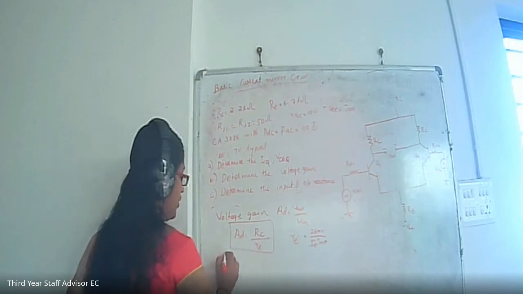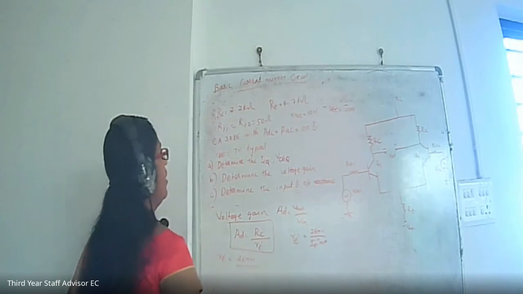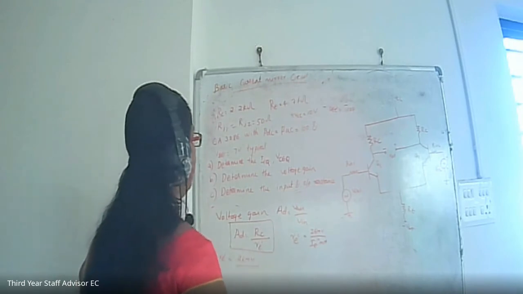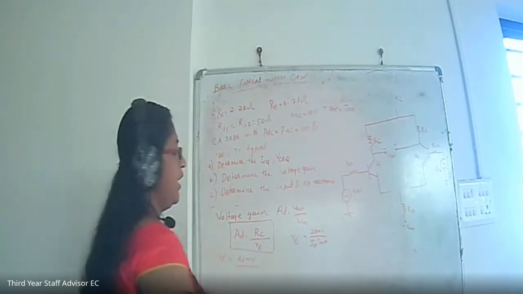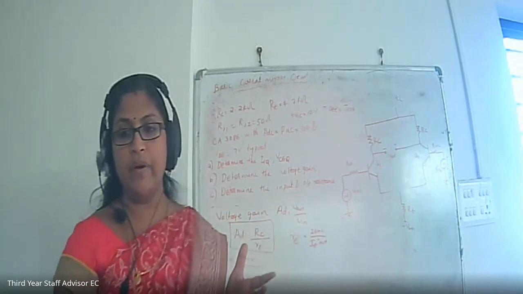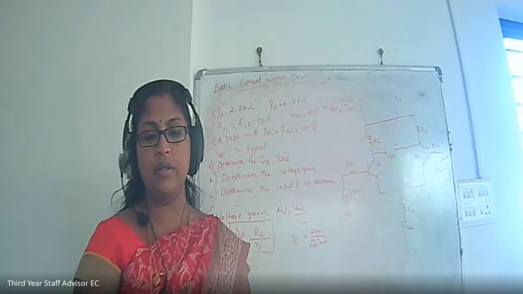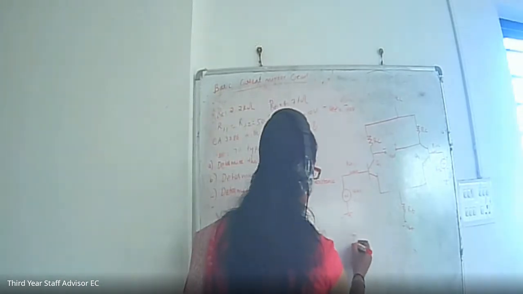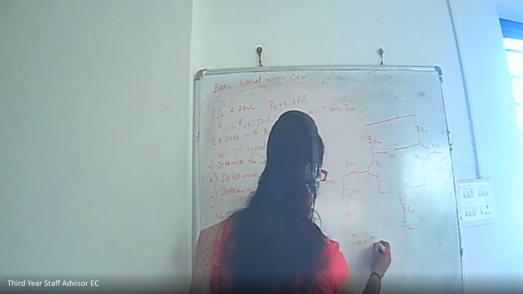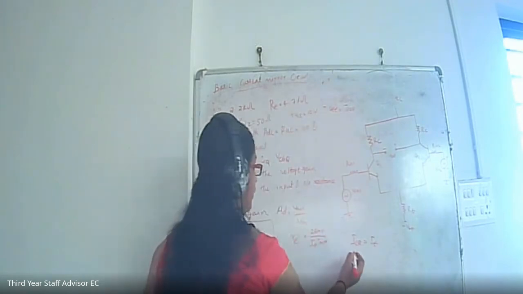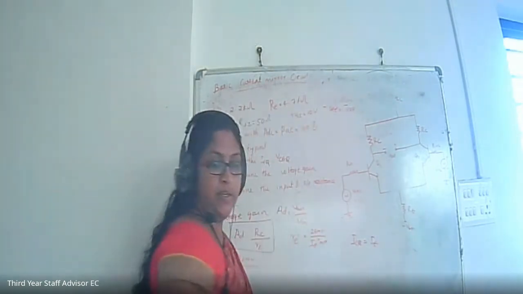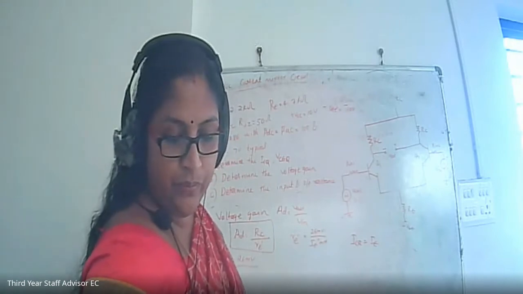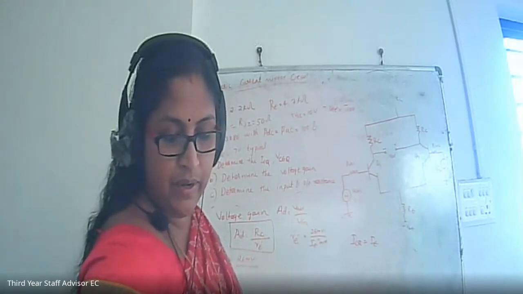So RE dash is equal to 26 millivolt divided by, what is the value of IE in milliampere? Actually, in the question, IE is not given, but we found ICQ. Okay, so ICQ value is equal to IE. So we can substitute the ICQ value. What is your ICQ value?